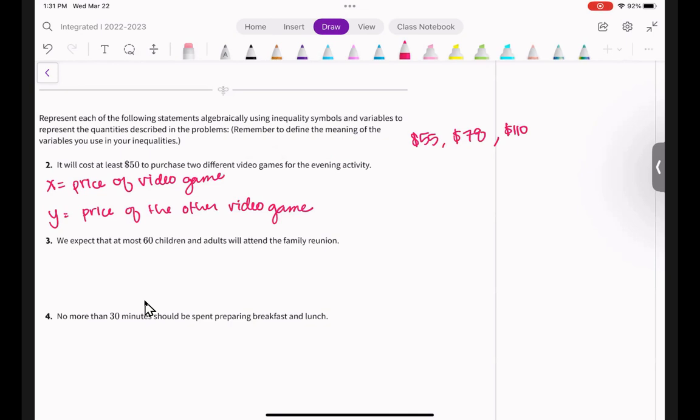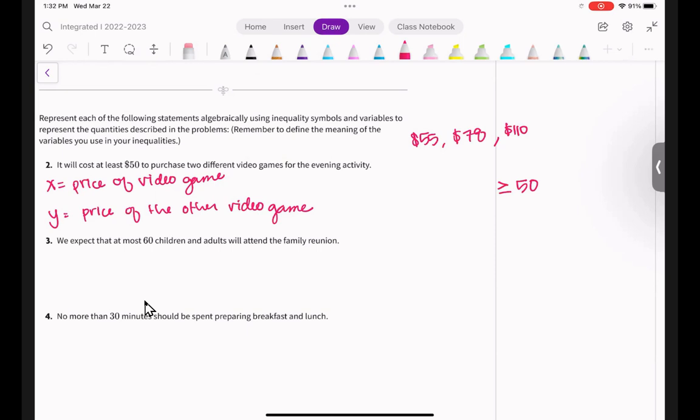All right. Very good. So yes, those are all possibilities. When I write the 50 on one side, I know it could be equal to because it says at least $50. Which way does the symbol go? Less than or greater than? Very good. It has to be greater than.